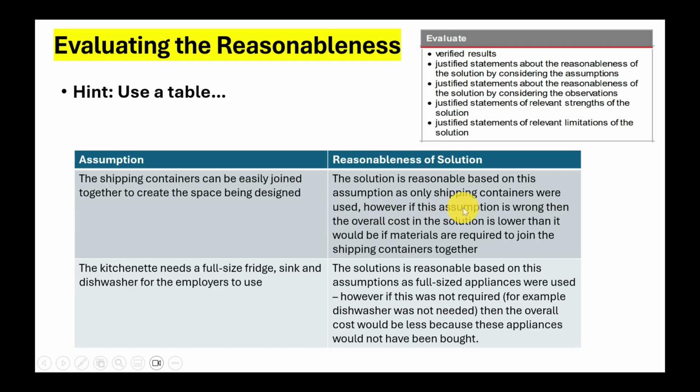However, if this assumption is wrong, if you can't just simply put them together and weld them together, then the overall cost in the solution, so my solution isn't reasonable anymore, right? The overall cost of my solution will be lower because you'll need other materials to join the shipping containers together. So my solution is reasonable provided that you can actually just weld shipping containers together and make a house. But if that's not the case, if you need some extra metal or some woodwork to create a hallway to join shipping containers together, then my solution is no longer reasonable.